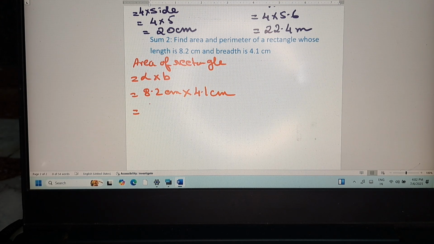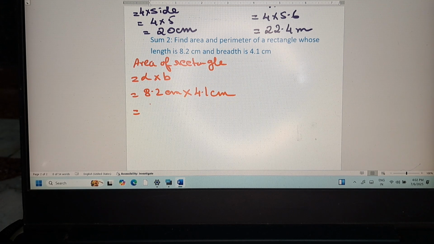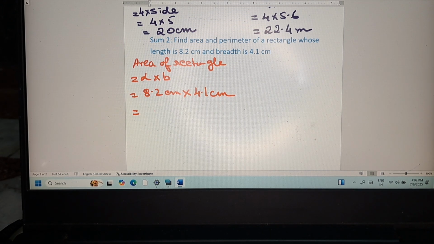You need to do the calculation. This decimal calculation is very important, students. You need to practice a lot because there will be shifting in the point. So when you multiply 8.2 into 4.1, the answer will be 33.62 centimeter square.